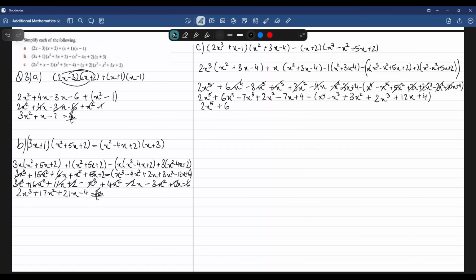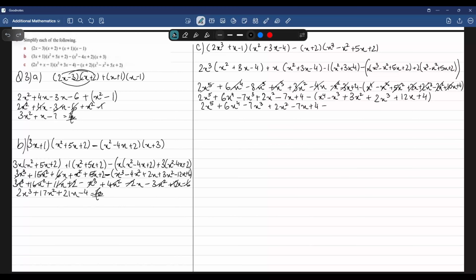Now what I'm going to do is simply just arrange, get it out of the brackets. 6x raised to power 4 minus 7x cubed plus 2x squared minus 7x plus 4 minus, now again, this negative sign is going to be multiplying here, here, here, and all the other constituents in this bracket.